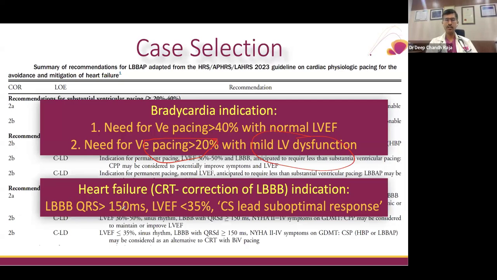Indication number 2, heart failure patients, where we are looking to correct the left bundle branch block. Obviously, the patient has a complete left bundle branch block, wide QRS, low left ventricular ejection fraction, where we have taken a call that correction of the left bundle branch block would cause an improvement in the left ventricular ejection fraction. We try with the routine coronary sinus leads, but due to suboptimal targets in the sinus or suboptimal response on table, we choose to do left bundle branch area pacing on these patients. This is indication number 2.